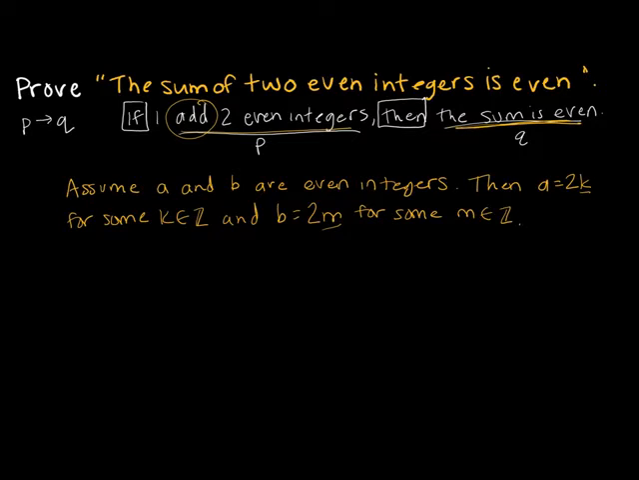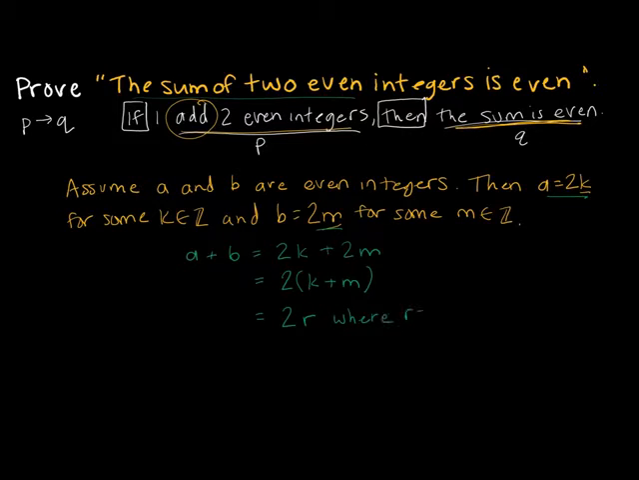Now from here, I'm going to focus on the math part of it. It says I'm adding the two even integers. So I'm going to take a plus b and say a plus b is the same as 2k, because that's what a was, and 2m, because that's what b was. Now I can rewrite this as 2(k plus m), again using the distributive property, and then I can rewrite that as 2r, where r is equal to k plus m, and r is an integer.